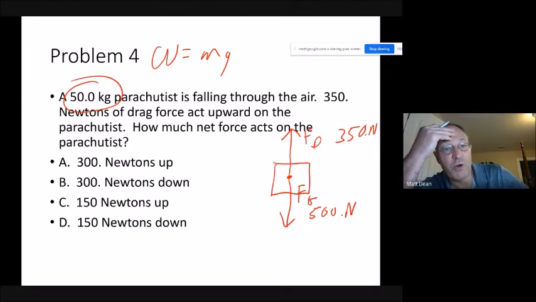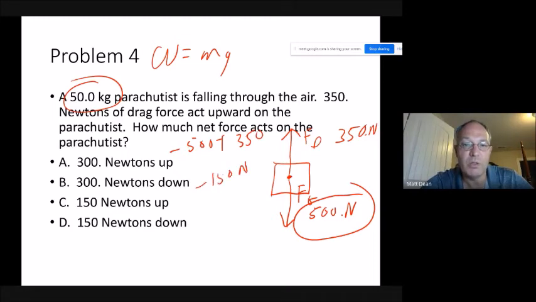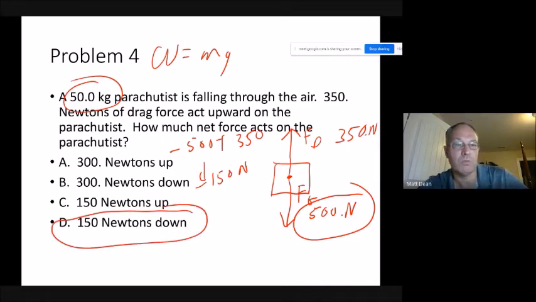We don't have any horizontal forces in this particular problem. So to find our net force, let's just take the 500 down and add it to the 350 up. So we could say negative 500, because remember, negative means down, plus positive 350, and we end up with a net force of negative 150 newtons. Or negative means down, so 150 newtons down. Key to this problem is remembering that kilograms measure mass, not force. To use that, you've got to convert the kilograms to weight, convert to newtons, and then calculate the net force.